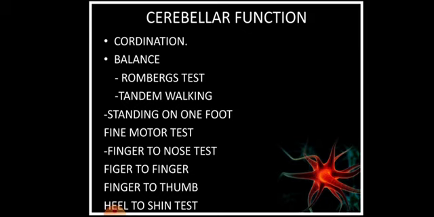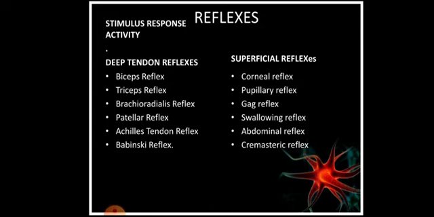Next is cerebellar function. We are assessing balance and coordination. For balance, we assess Romberg's test, tandem walking, and standing on one foot, and fine motor tests that include the finger to nose test, finger to finger test, finger to thumb, and heel to shin test.